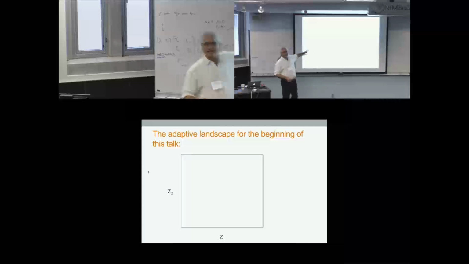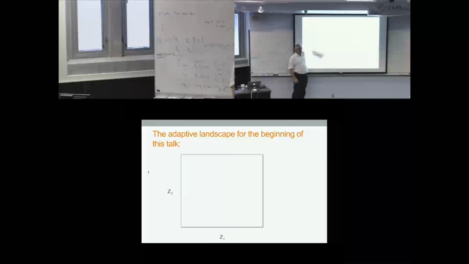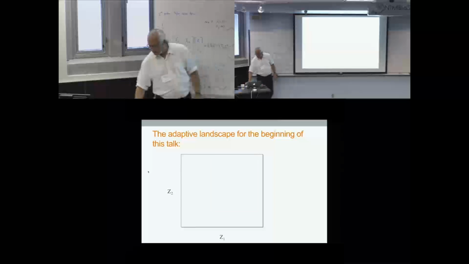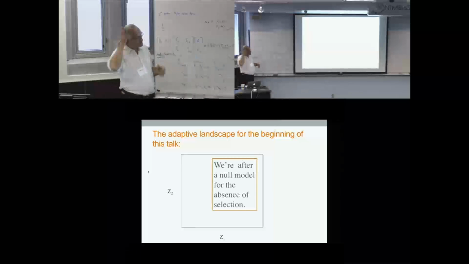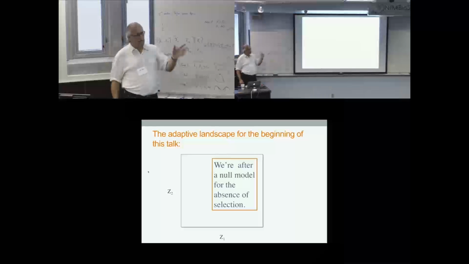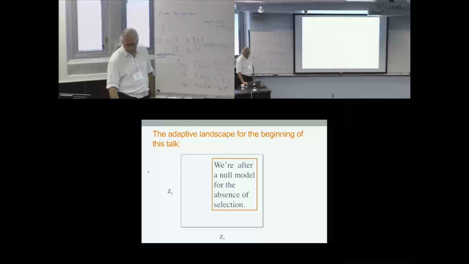And so here is the adaptive landscape that I'm using. It is perfectly flat. There are no lines on the contour plot here. So we're just dealing with neutrality, and that's because, as I said, we want the null model. We'll relax that again later.